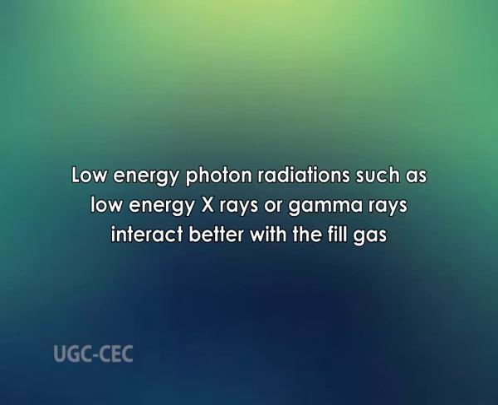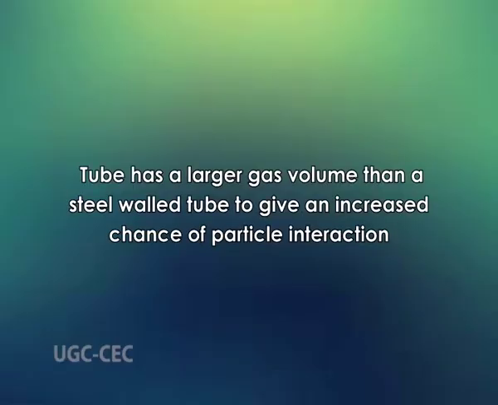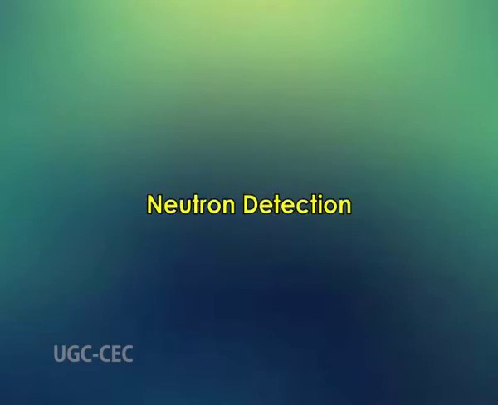Low energy photon radiations such as low energy X-rays or gamma rays interact better with the fill gas. Consequently, a typical design for low energy photon detection for these is a long tube with a thin wall or with an end window. The tube has a larger gas volume than a steel wall tube to give an increased chance of particle interaction. Fourth is neutron detection.